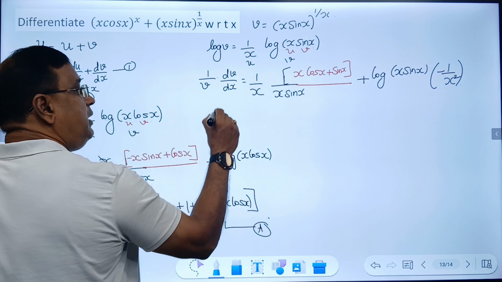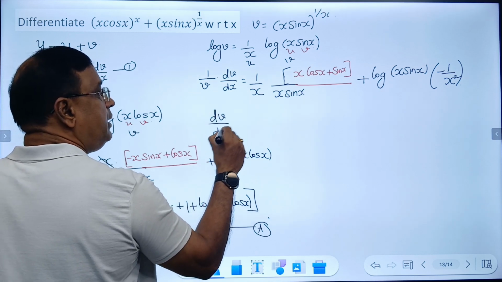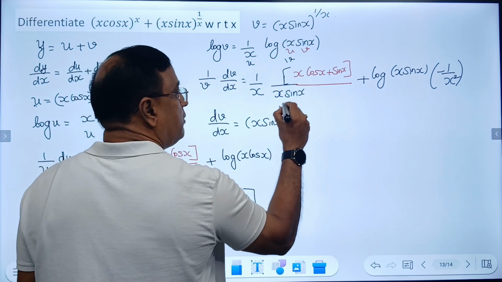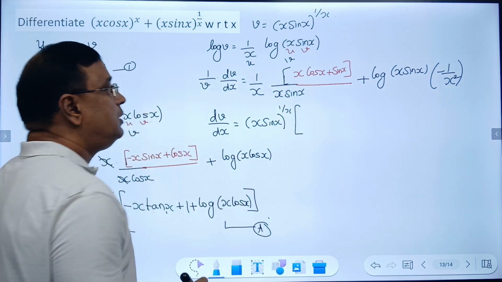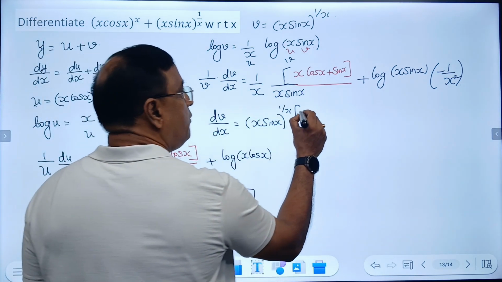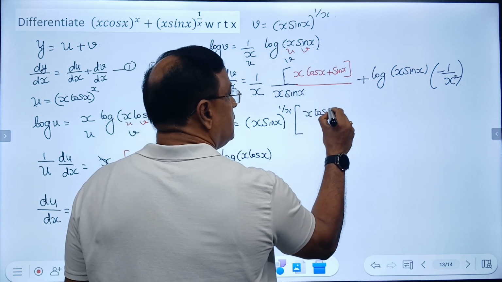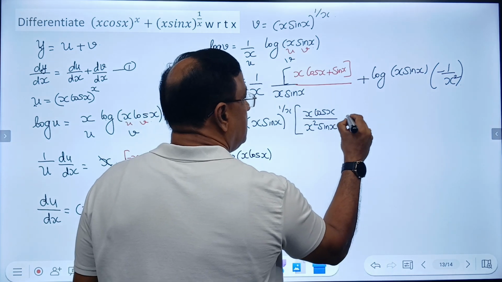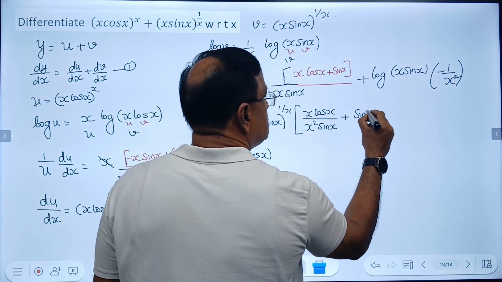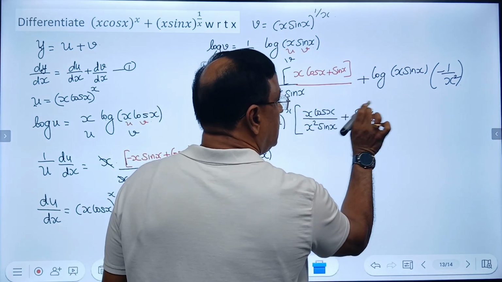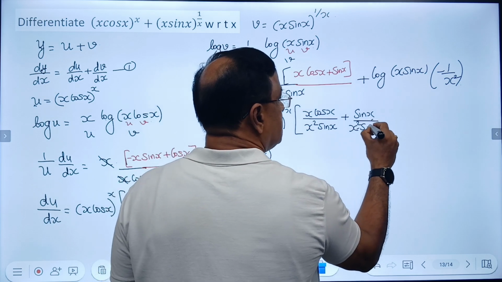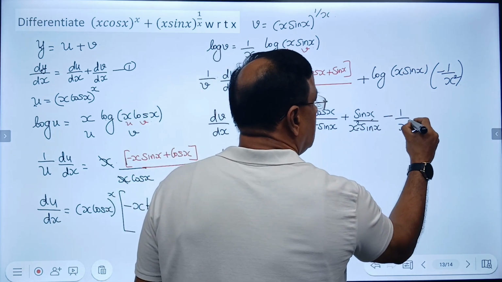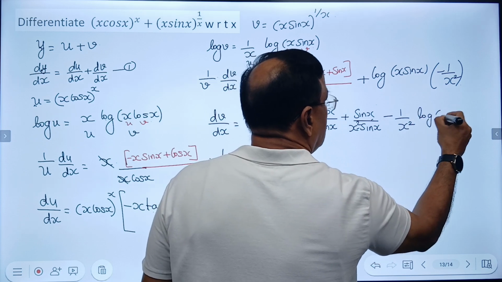Now dv by dx will be v into, what is v? X sin x, the whole power 1 by x into, now you open the bracket, you have x cos x divided by x square sin x, I write one step, plus sin x by x square sin x, plus minus 1 by x square log of x sin x.